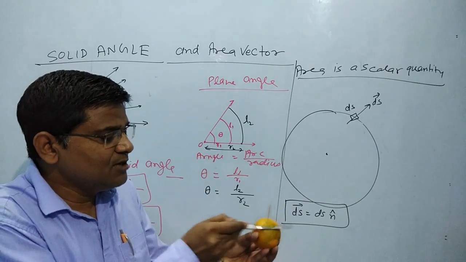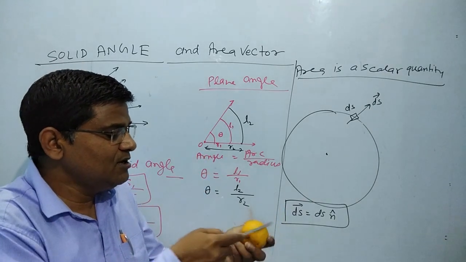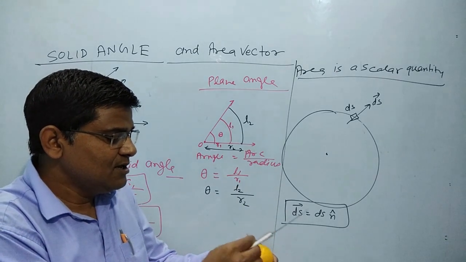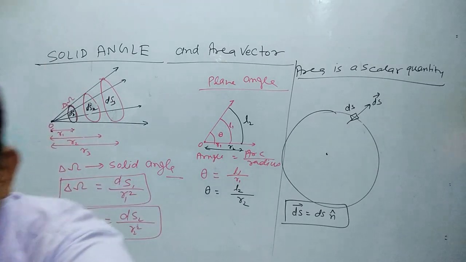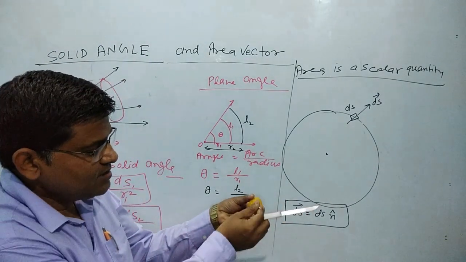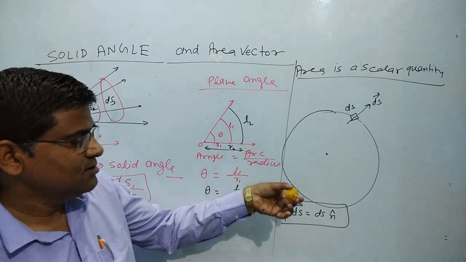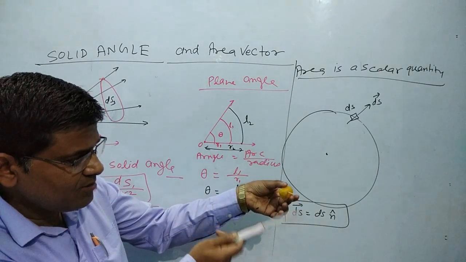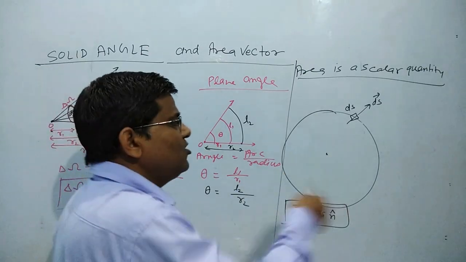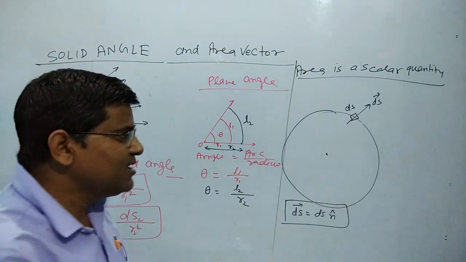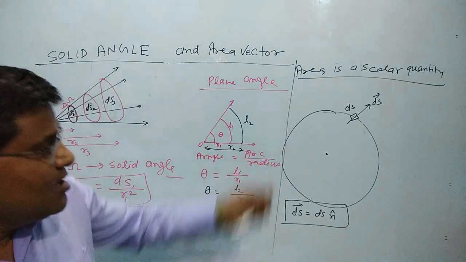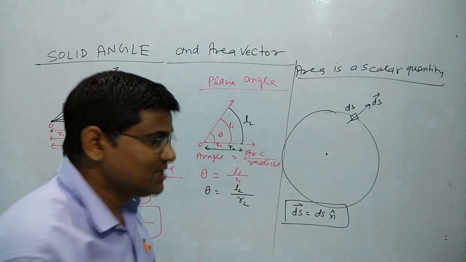If you also cut the fruit from this end, then this becomes a spherical shape. Suppose that this is the area vector. The area vector is always normal to the surface, and here it is also normal to the surface, and that's why a small area is considered a vector quantity, but a large area is considered a scalar quantity.